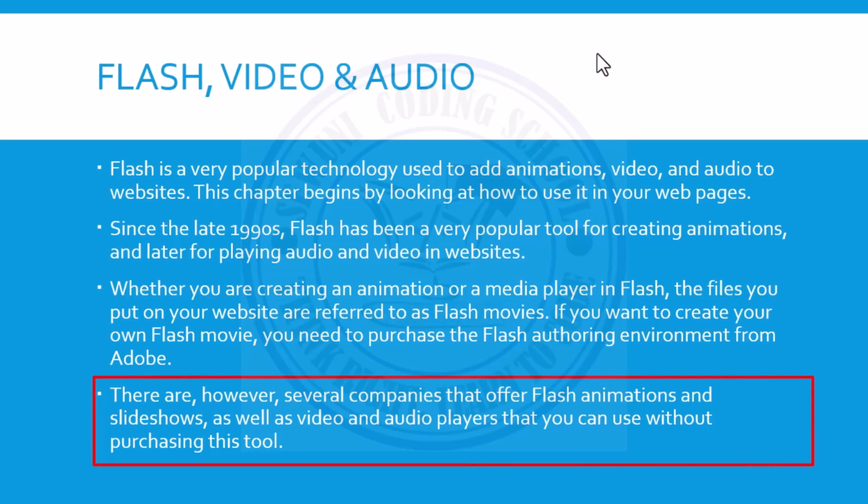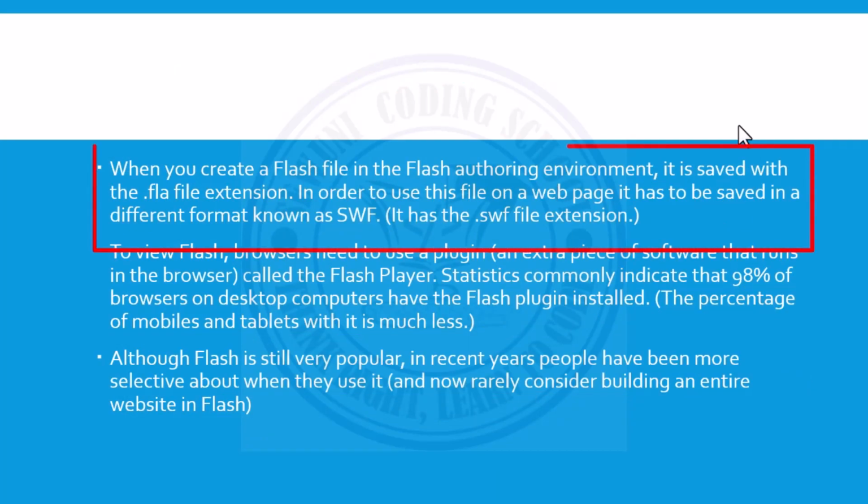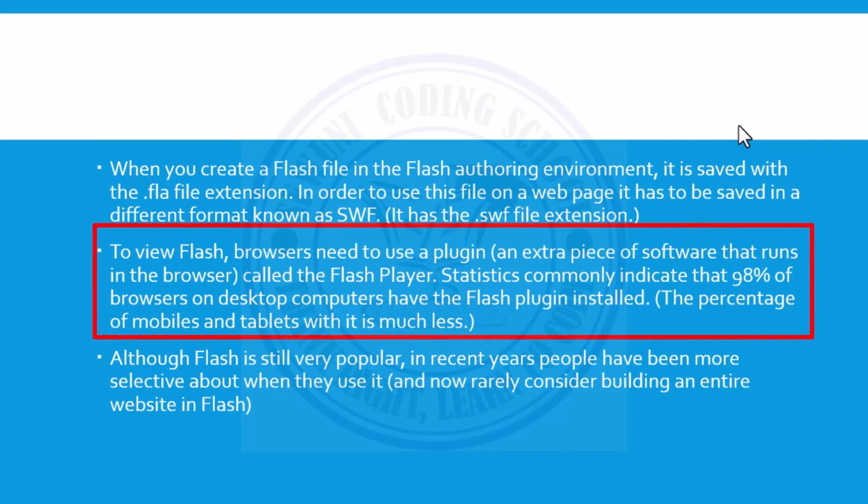Okay, now when you create a Flash file in the Flash authoring environment you purchase from Adobe, it will be saved with an extension of .fla, okay, which represents the file extension format for Flash files. But you cannot just use it straightforward on your web page. Before you put it on your web page, it has to be saved after you have created it to a different format, which is the SWF format. To view Flash, browsers need to install a plugin. Like I mentioned, a plugin is just like a software that runs in your browser.